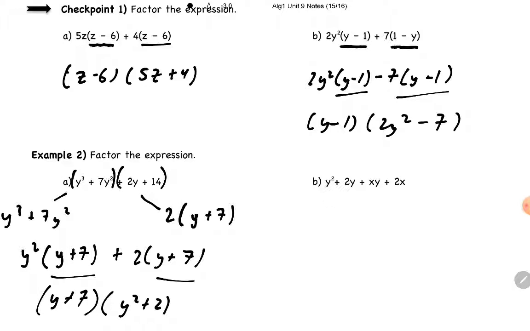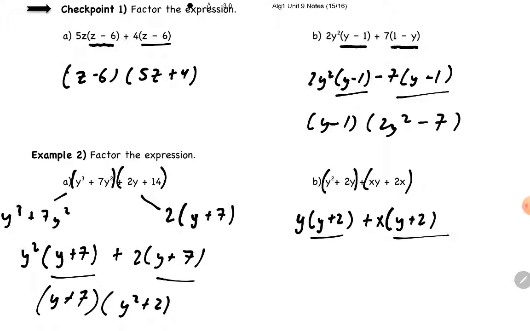Okay, this one has some variables, but we're going to do the same thing. Group them. Just group them, see what happens. I'm going to factor out y because they both share a y. Okay, and then plus this one I'm going to factor out an x. They both share an x. So y plus 2. They now both share a y plus 2. So I'll have y plus 2 times the quantity y plus x.